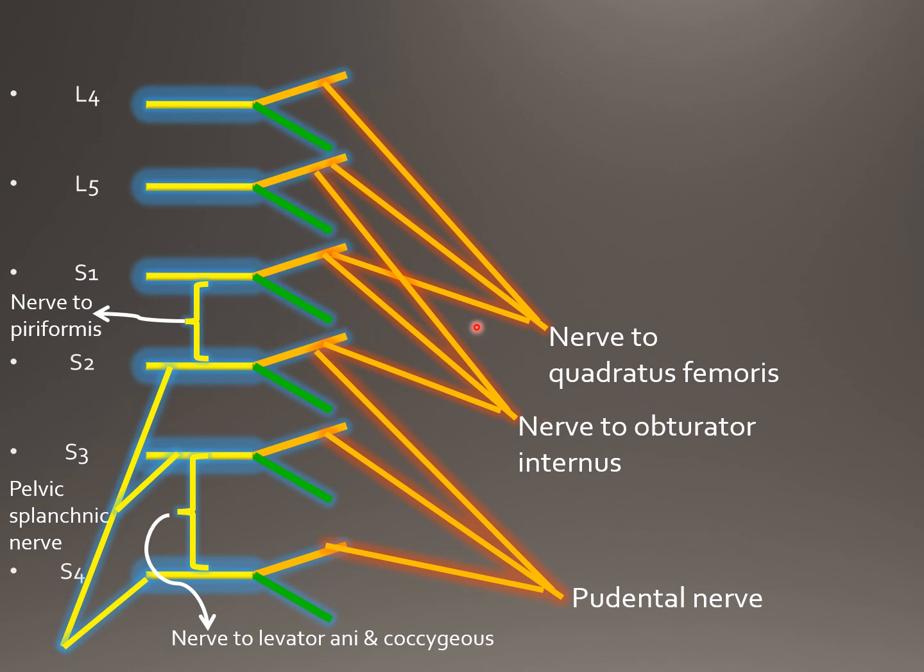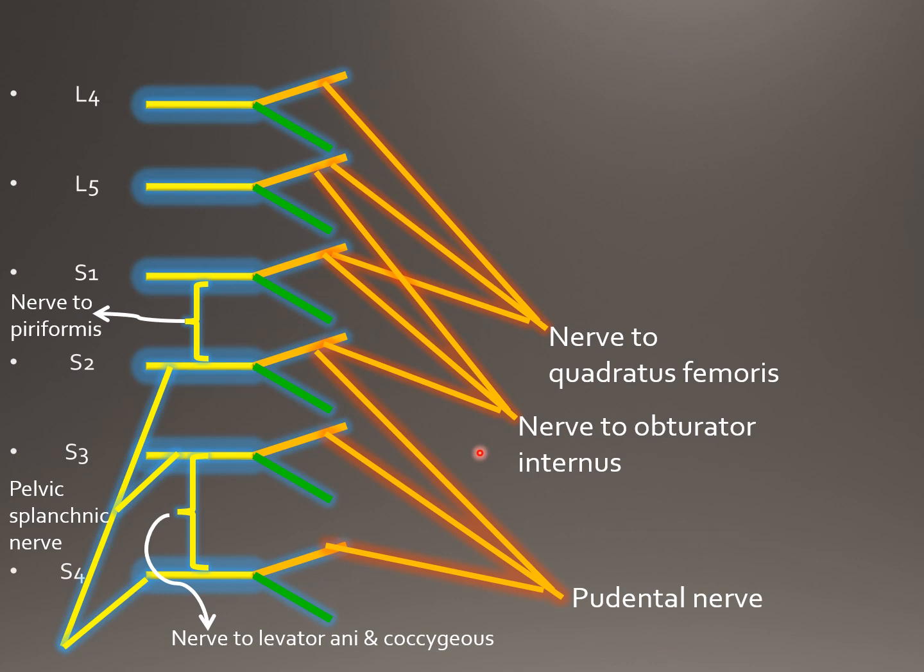The next ventral branch of ventral rami of L5, S1, S2 joins to give nerve to obturator internus. Nerve to obturator internus comes out through the greater sciatic foramen, crosses the dorsal aspect of the ischial spine, and enters into the lesser sciatic foramen. Before entering into the lesser sciatic foramen, it is going to supply the superior gemellus and supplies the obturator internus muscle.